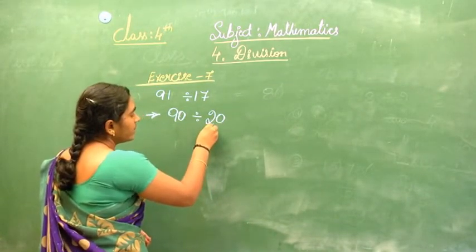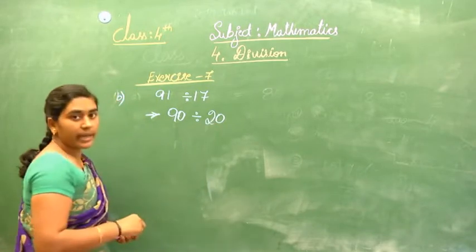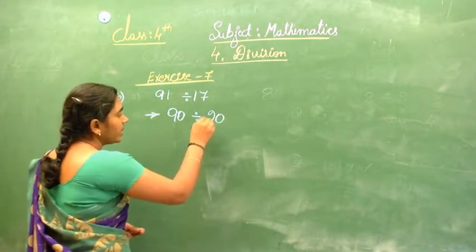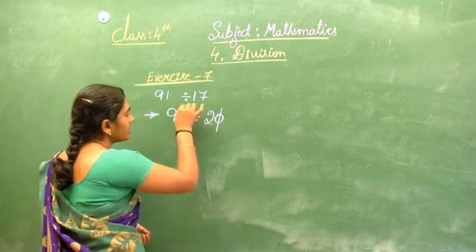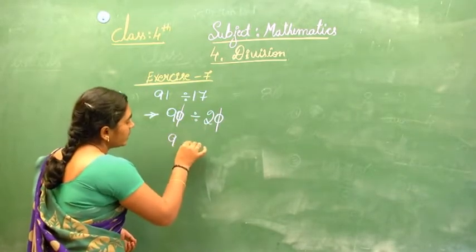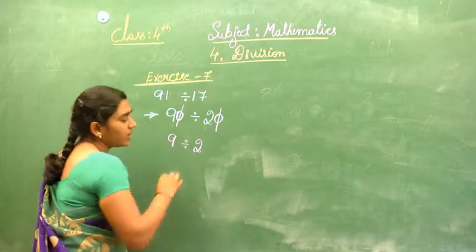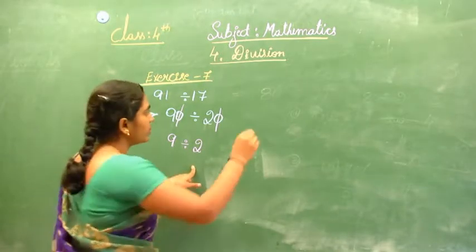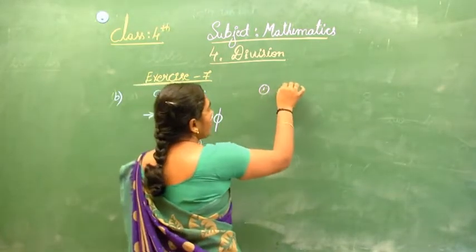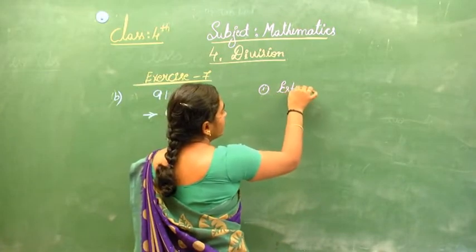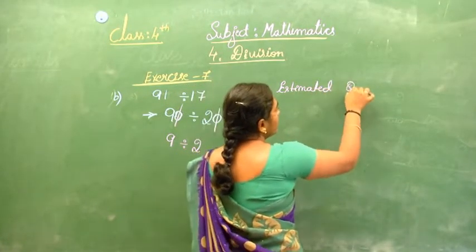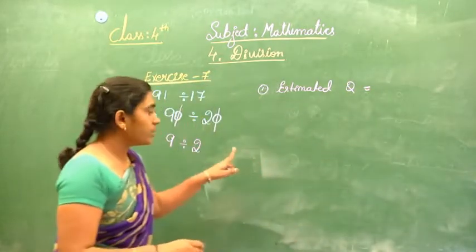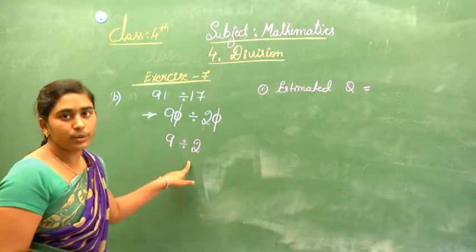Right? It becomes 90 by 20. As you know, you need to cancel out the zeros if you are having zeros. So it will be the same as 9 divided by 2. So first one, the estimated quotient. What is the estimated quotient? Here 9 is there, here 2 is there.